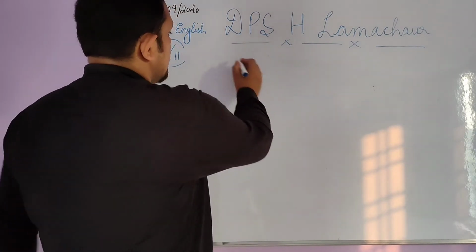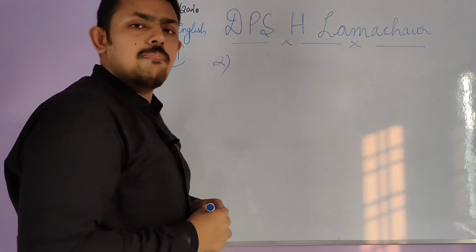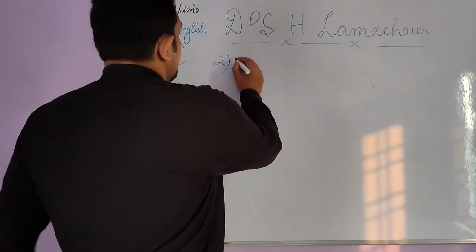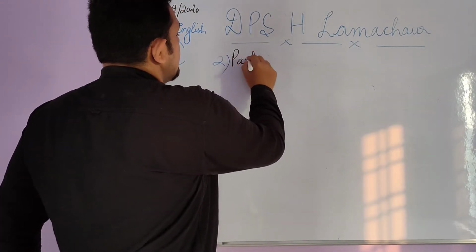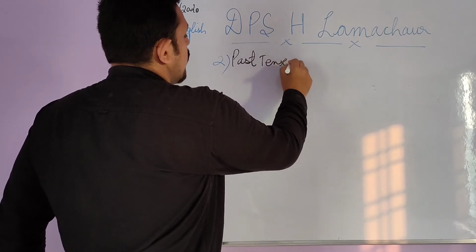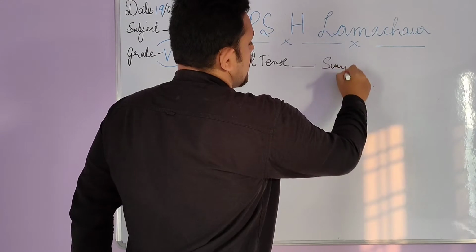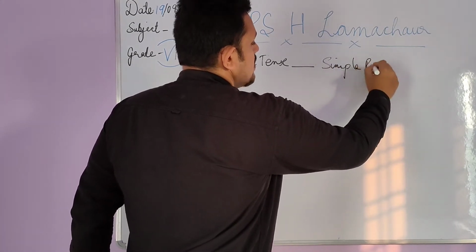Now see the past. Secondly, we have the past tense. What are the four forms of past tense? Past tense has four forms. Firstly, we will have simple past tense.